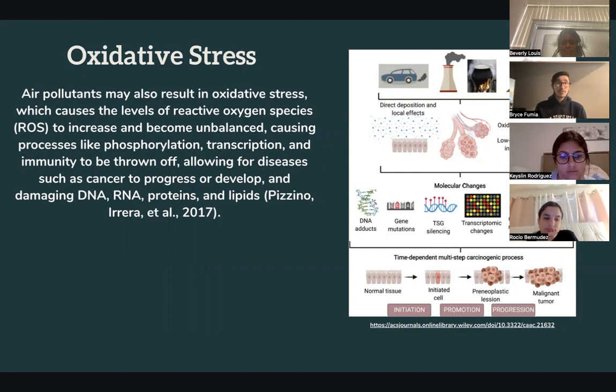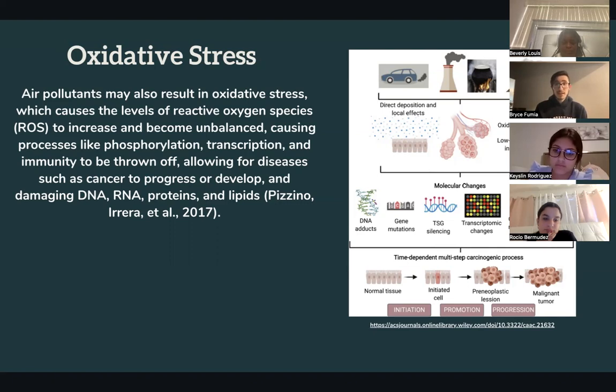This allows for diseases such as cancer to progress and develop due to the fact that our metabolical, cytotoxic, and numerous other biological functions within our body cannot progress or are damaged by this overabundance of reactive oxygen species. This not only damages DNA, RNA, proteins, and lipids, but also our overall health.